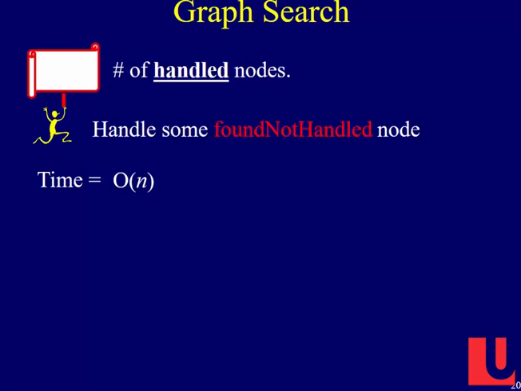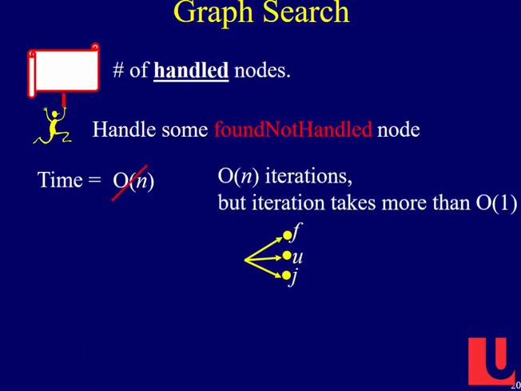Well, we're going to handle one each time. And what's involved in handling a node? You have to find all its neighbors, and it may have a lot of neighbors, right? So the number of iterations is order n, but you might have lots of neighbors. And how many neighbors might you have? Well, you might have n neighbors, right? So then you could say this could be an n squared algorithm. But can we do better than that?